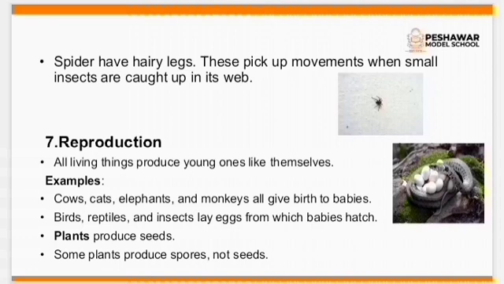So basically, these are the seven characteristics of living things. I'm recalling it, seven characteristics of living things.